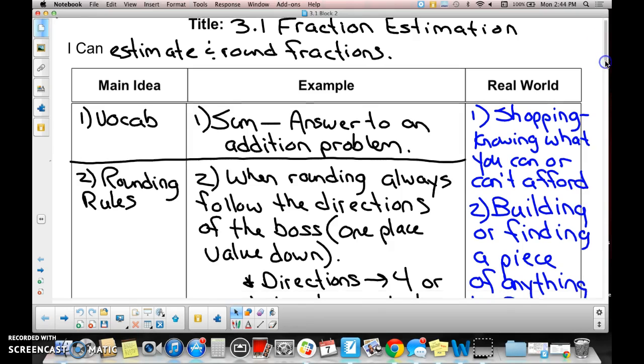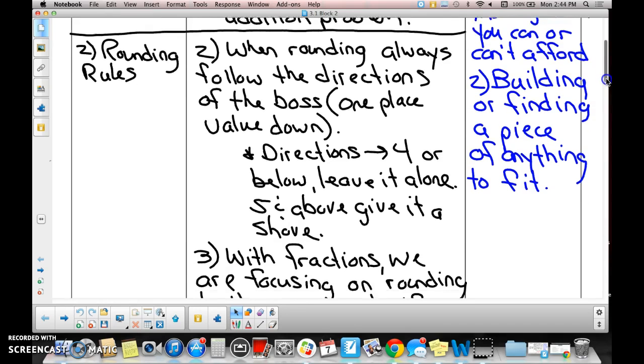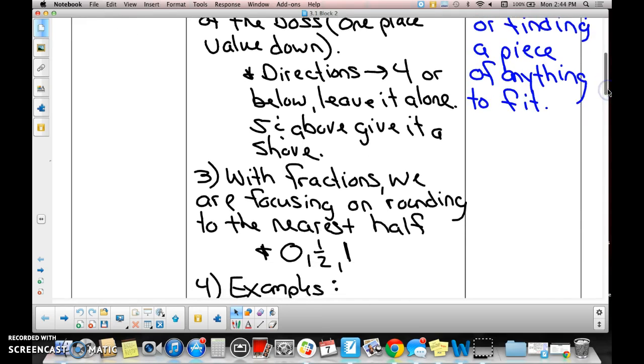Rounding rules, number 2. When rounding, always follow the directions of the boss, one place value down. We talked about that when dealing with decimals. 4 and below, leave it alone. 5 and above, give it a shove. You guys are good at that after our wake up.